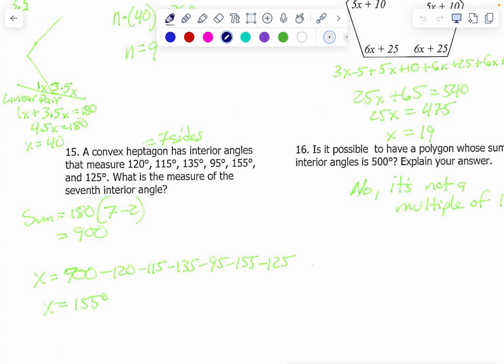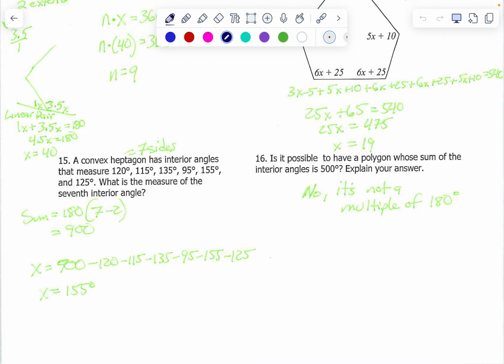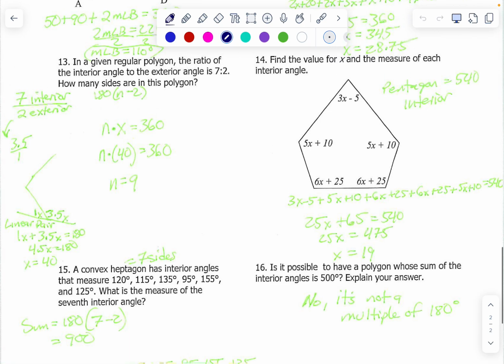All right, based on your work on the whole sheet, so that's 2 days, 2 nights of practice. Give me a fist of 5 on angle sums, both interior and exterior for polygons. Fist of 5. Okay. All right, well, onward then.